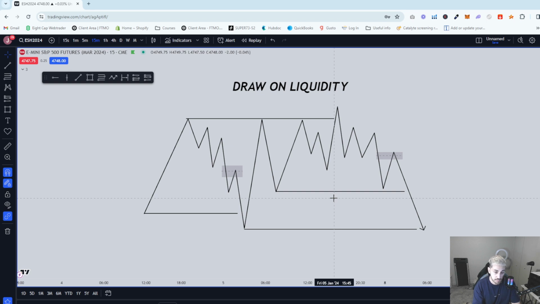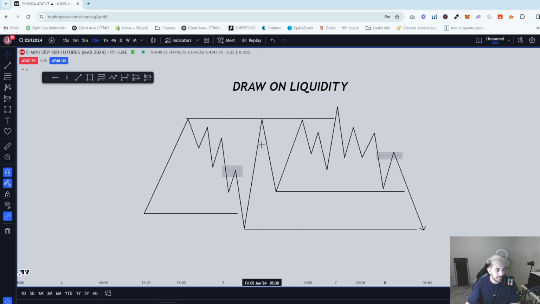And how do you figure that out? Speed and displacement, making sure you have that speed and displacement on your side to then figure out, okay, price is probably most likely going to go to this low, which is sell side liquidity, or is going to go to that high, which is buy side liquidity.